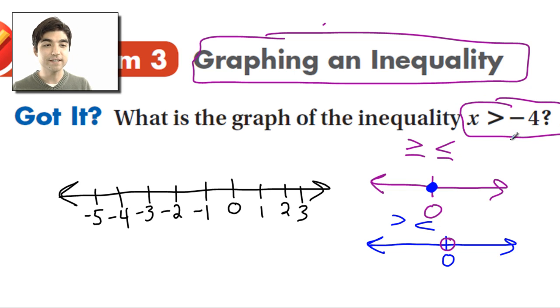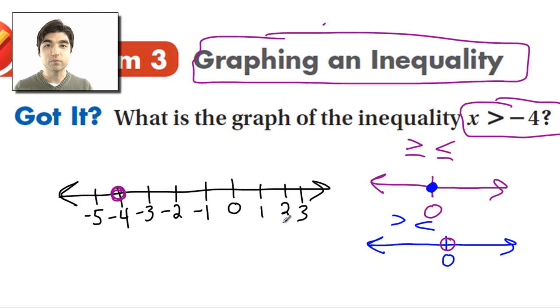So x is greater than -4. Okay, so we don't have a line underneath the inequality sign, so we're going to need to put an open dot at -4. So we go -4, put an open little circle there.